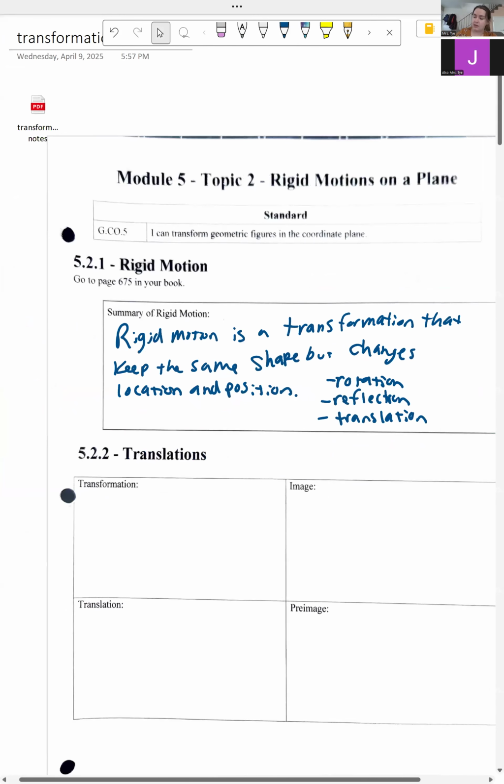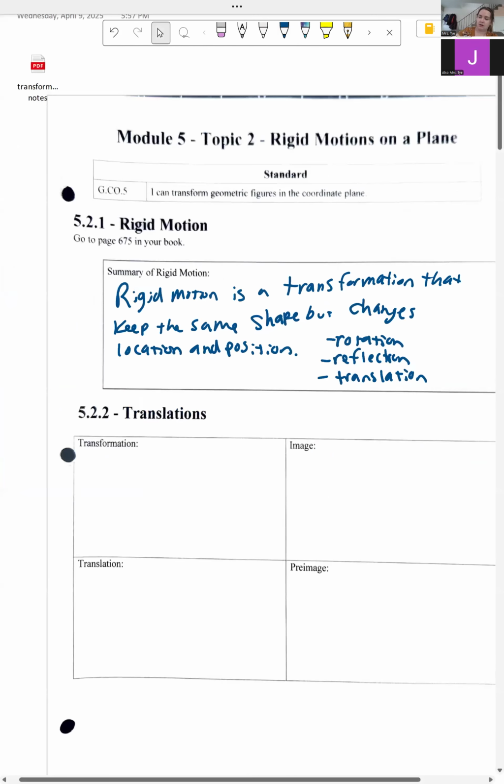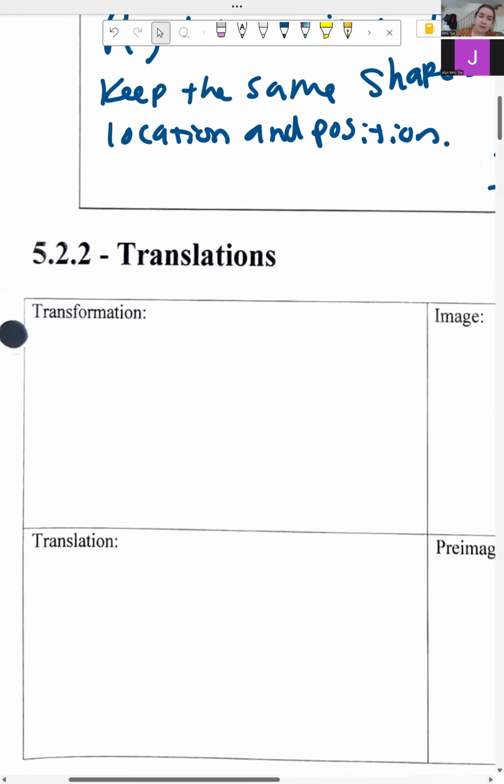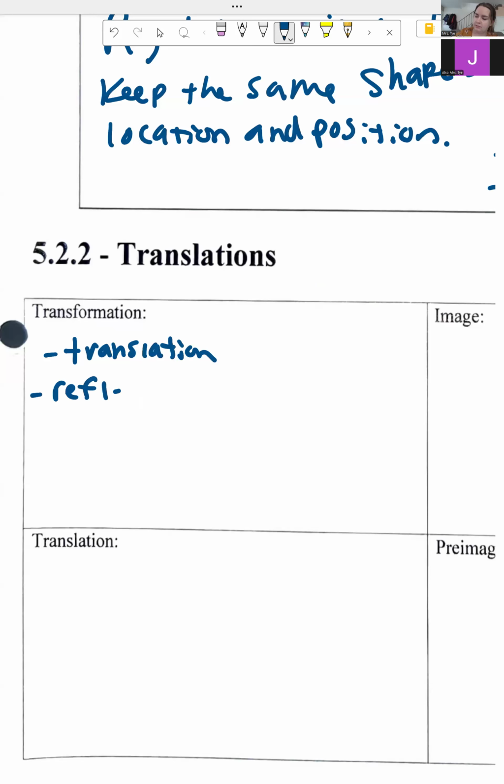Today we are just focusing on translation, so we're gonna define a couple more things. There are four main types of transformation, so we will throw dilations into this one, but know that it is not considered a rigid motion. Okay, so we're gonna have translation, reflection, rotation, and dilation.